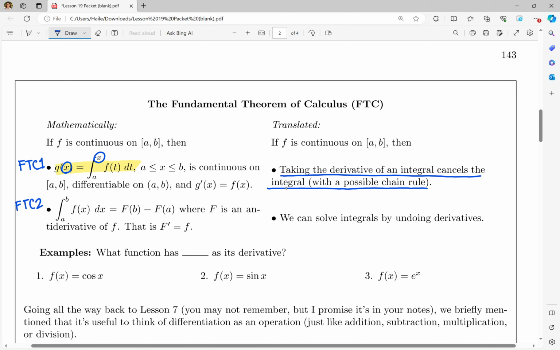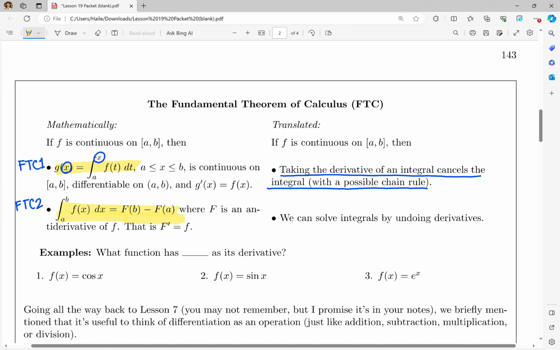FTC2 is arguably more important for you just because of the types of problems you're going to have to do in your homework and such. Basically, FTC2 says we can evaluate integrals in a very straightforward way. I don't want to say easy, because sometimes it's actually very hard. So basically, we just undo derivatives, we plug in the integration bounds, and we subtract them.